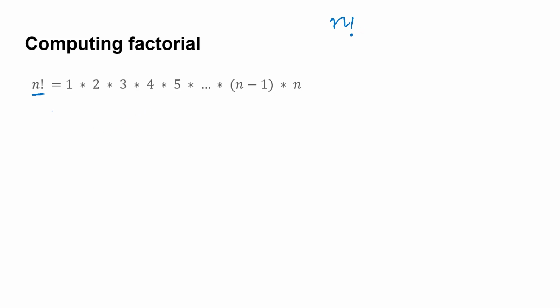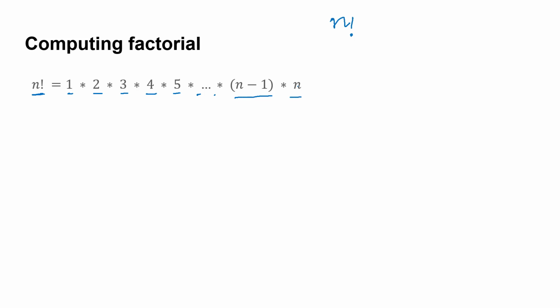So how do we compute n factorial? Well, for that we'll have to multiply all these integers. We'll start with 1 multiplied by 2 multiplied by 3 multiplied by 4 multiplied by 5, all the way till n minus 1 and then finally by n. So this is how n factorial is defined.